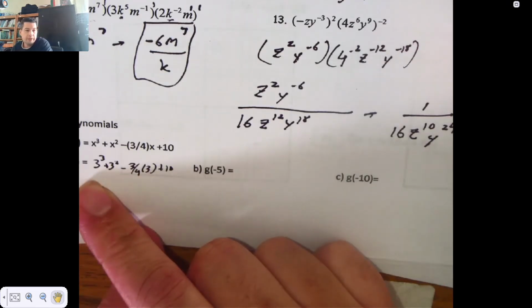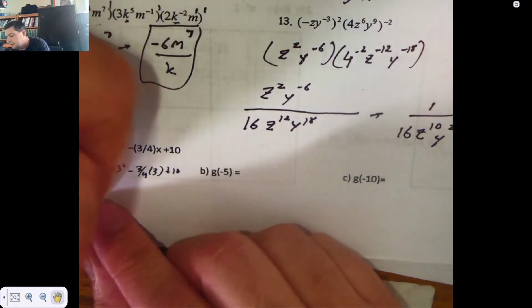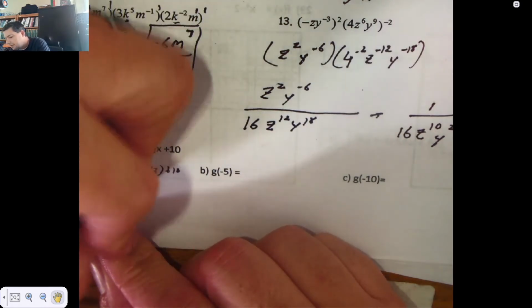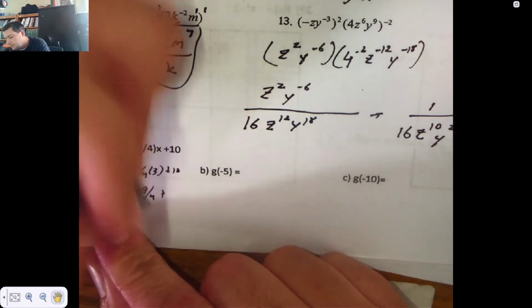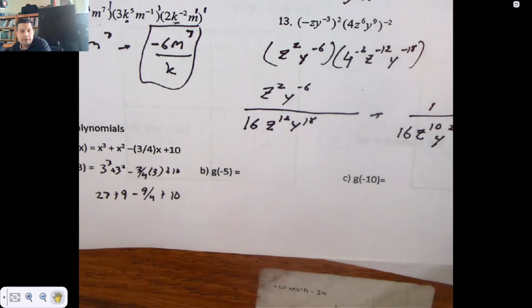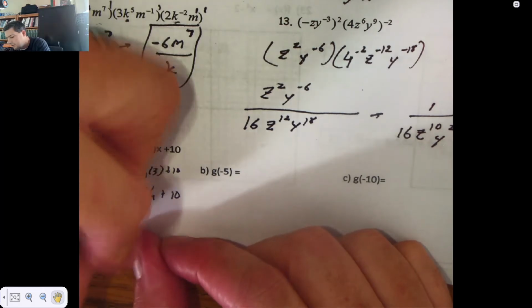And I guess if you were sitting at home, you could do this on a TI-84, but I'm going to do it without a TI-84 because I can. That's 27 plus 9, take away 9 quarters plus 10. If I put all the whole numbers together there, I think I got 46. So 46 take away 9 quarters.